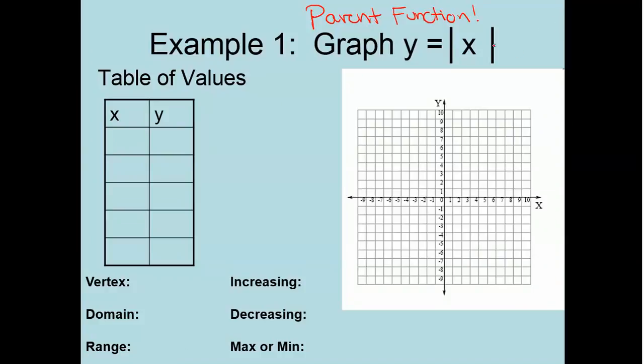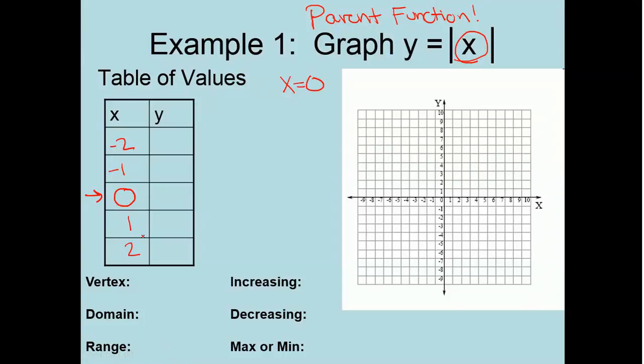What you're going to always want to do is whatever's inside the absolute value, set that equal to 0. That's going to let you find your vertex, or this middle point right here. So x equals 0, it's already solved for. So I'm just going to have a 0 right there. Then fill some numbers in, some negative values and some positive values. That way you get both sides of your V.